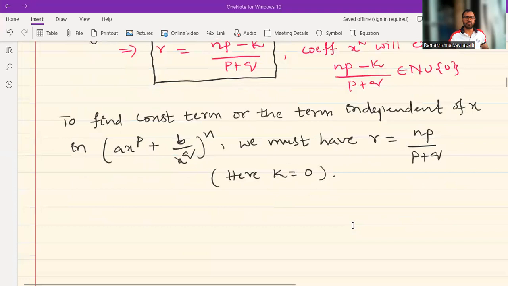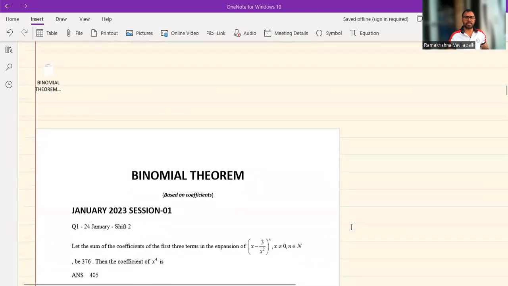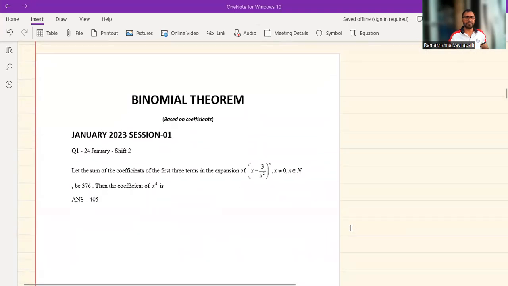So here are a few questions. Binomial theorem, January session.